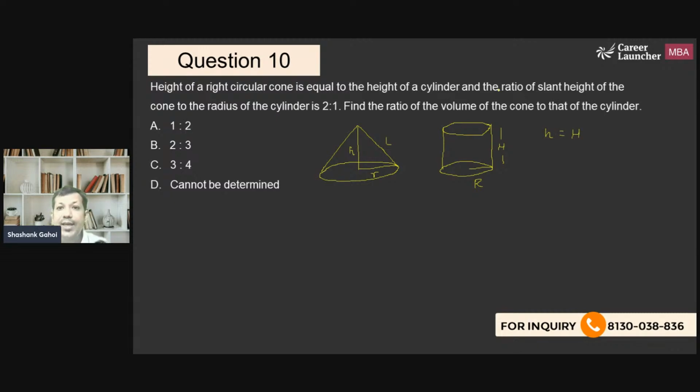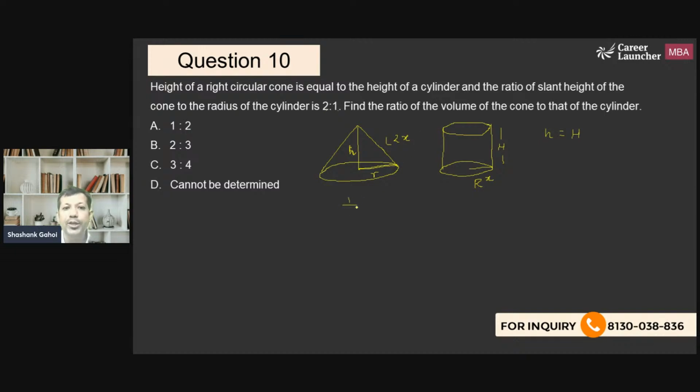Now it says that the ratio of the slant height of the cone and the radius of the cylinder is 2:1. ठीक है. So अगर ये R है, इसको मान लेते हैं x है, तो स्लेंट हाइट 2x हो गई. ये अपना H है, तो पाइथागोरस थ्योरम से R की वैल्यू तो आ जाएगी. And the question is talking about the ratio of volume.